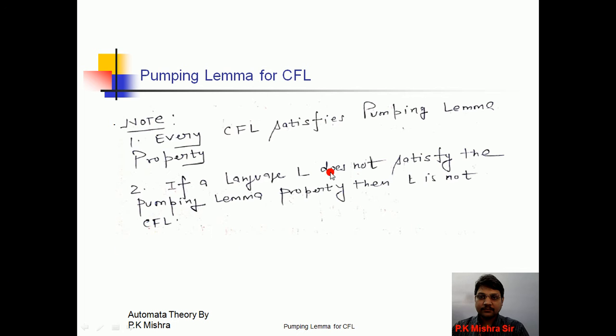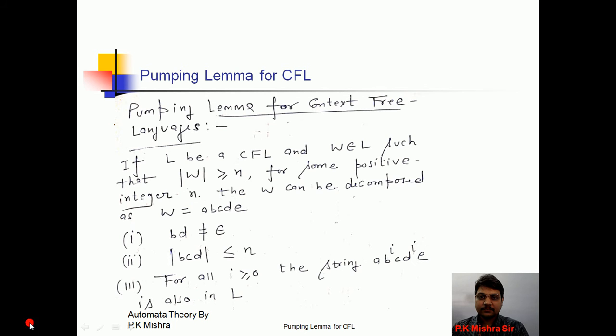One more thing, if a language L does not satisfy the pumping lemma property, then L is not context free language. Now see what the pumping lemma property is. This is property 1: part B, part D of the string, BD should not be epsilon. Property 2: length of BCD should be less than or equal to n. Property 3: for all i greater than or equal to 0, the string A B^i C D^i E is also in the language.